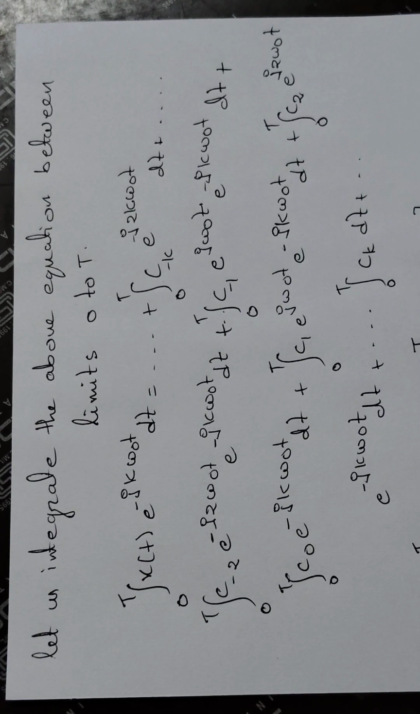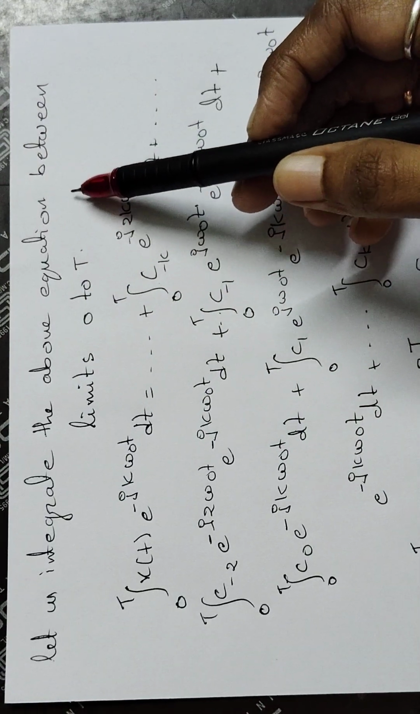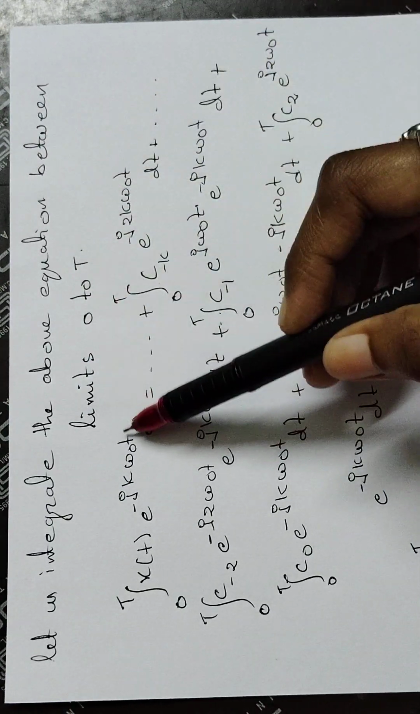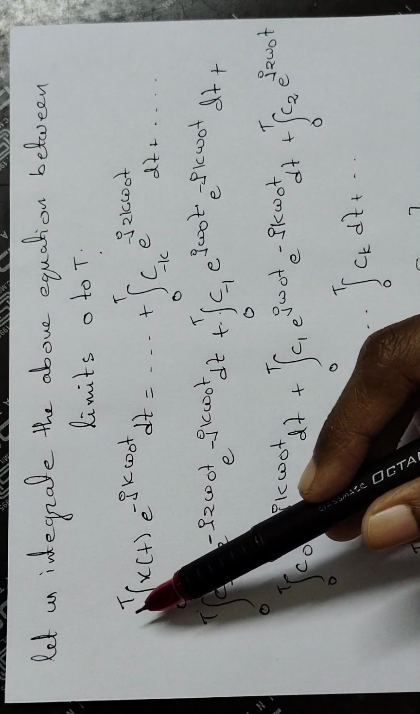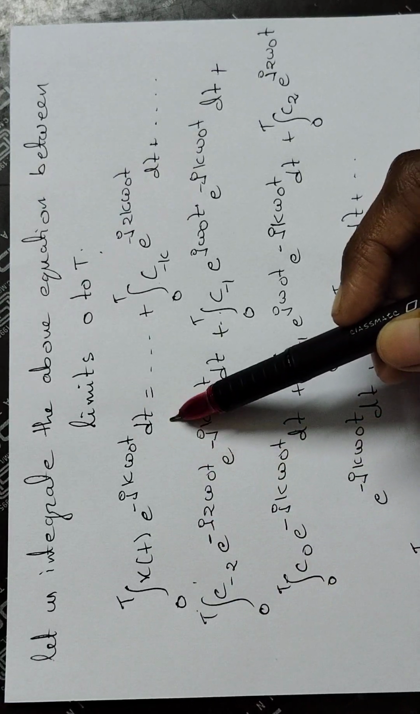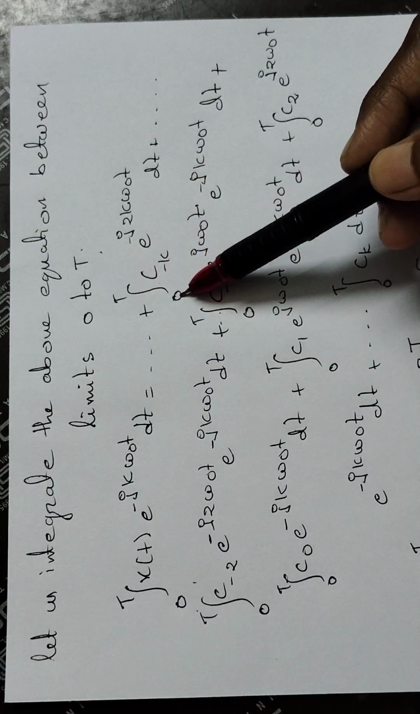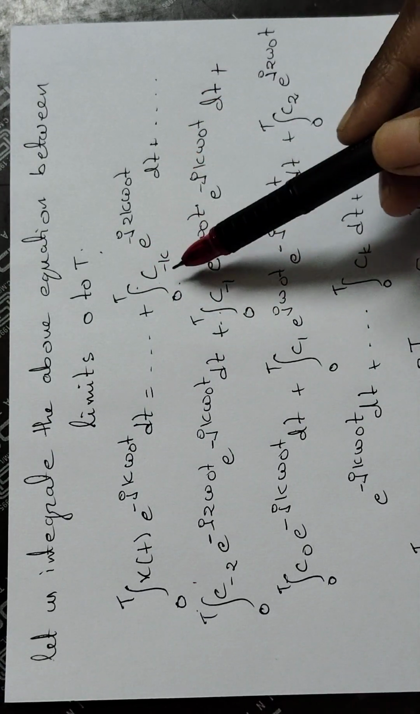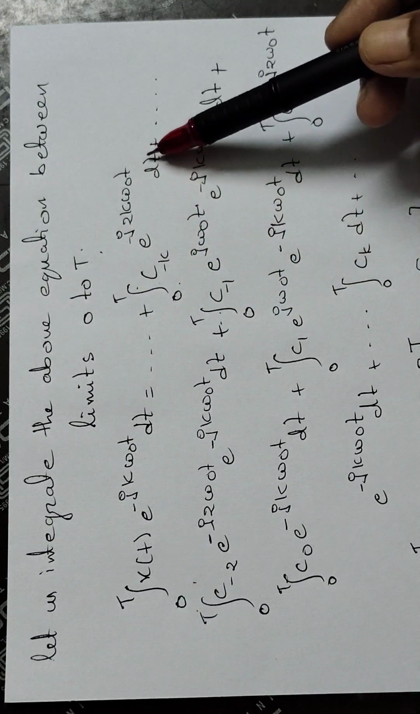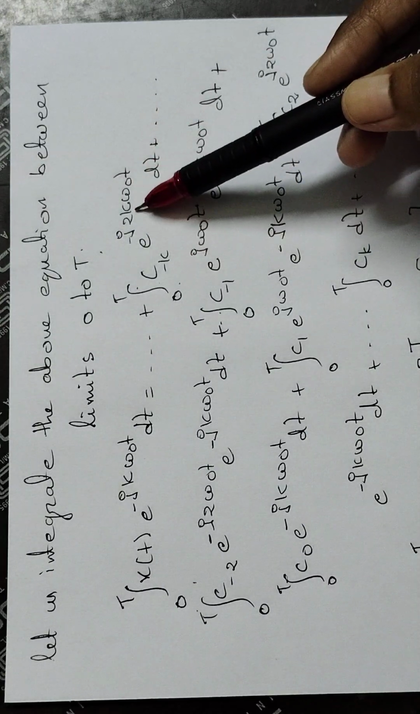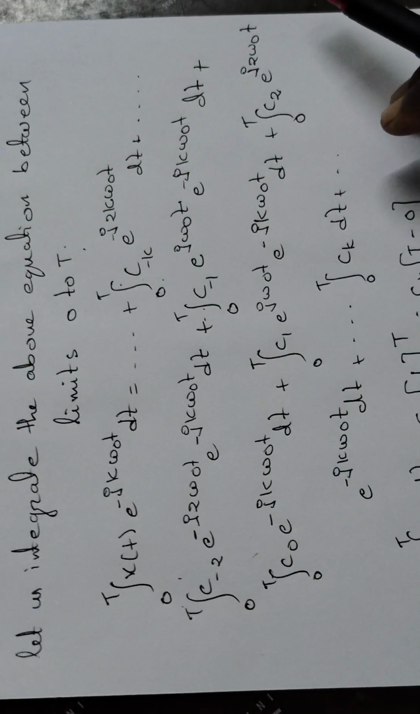Now after multiplying by e^(-jk ω0 t) on both sides, let us integrate the above equation between the limits 0 to T. You have to integrate both sides with limits 0 to T. The integration of x(t) e^(-jk ω0 t) dt is equal to and so on. For every term you have to integrate with limits 0 to T. So e^(-jk ω0 t) into e^(-jk ω0 t), we get e^(-j2k ω0 t) dt. The remaining terms remain as they are.